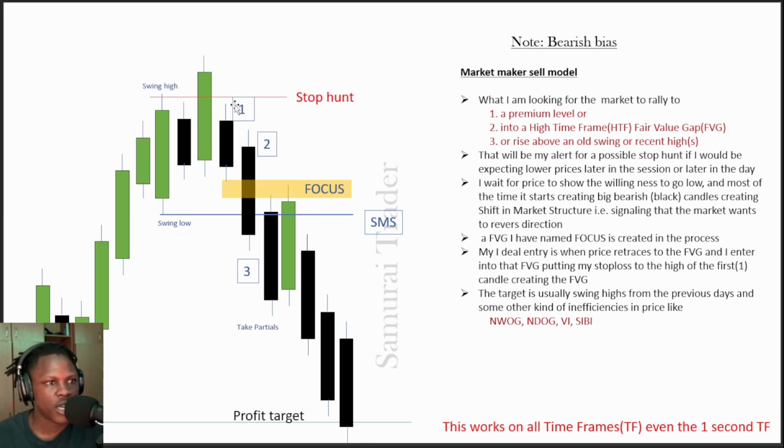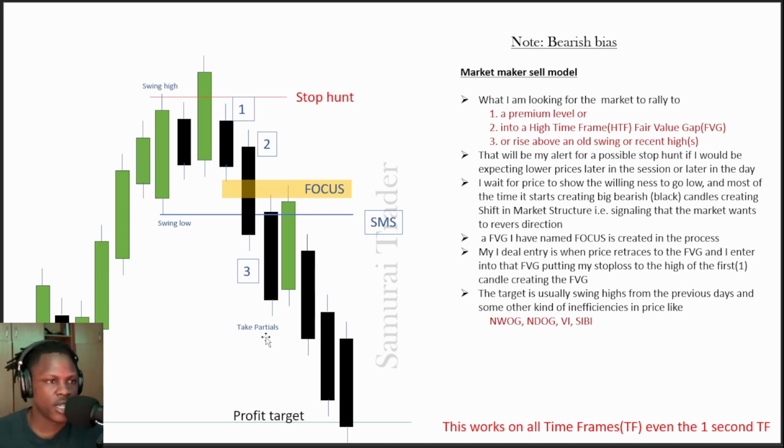Stop loss above this candle, or if you're too conservative, you put the stop loss above candle 2. But for me, it's safe to put my stop loss above candle 1. That way I can give my trade room to breathe. And the targets, this will be my final target, but you can take your partials after this candle. If you are content with that, you can take your partials in this volume imbalance. That's another inefficiency, a sell side imbalance, buy side inefficiency. So this will be your target.